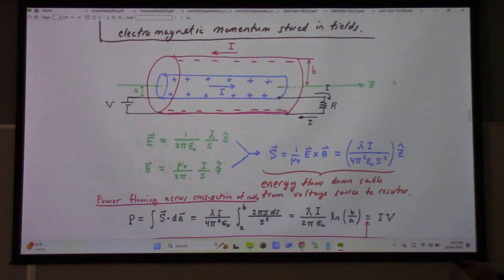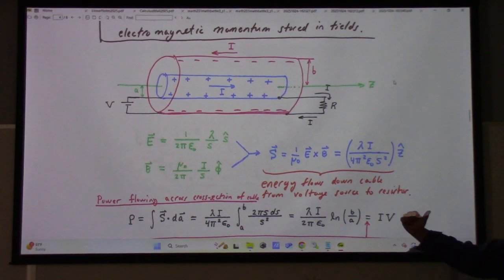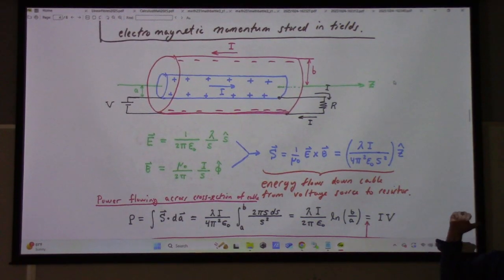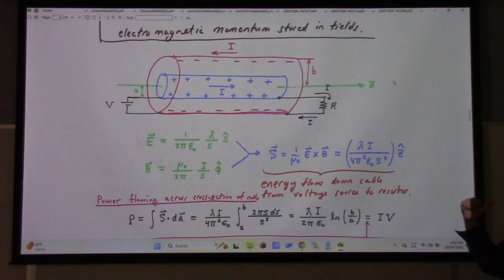Now the Poynting vector is 1 over mu naught E cross B, which we can straightforwardly calculate here. It points very satisfyingly in the direction of the current flowing. So the coaxial cable is carrying energy from the battery to the resistor. Yeah, okay, great. How much?